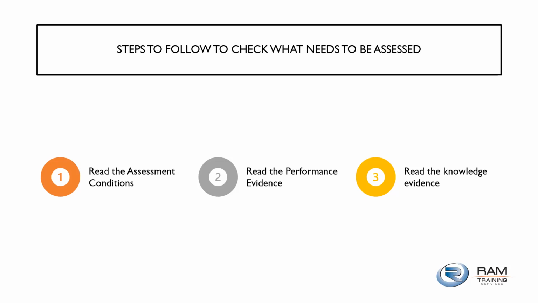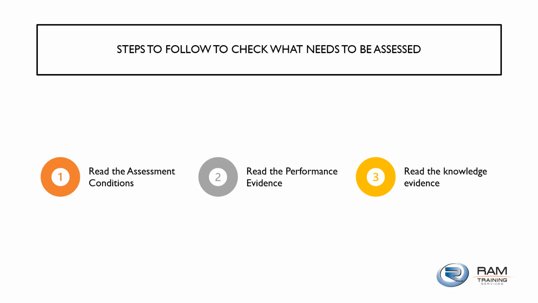All right. So let's recap. We read the assessment conditions, then we read the performance evidence and see what we need to watch someone do or gather evidence of them doing. And then number 3 is read the knowledge evidence. All right. Now, that's not all, folks. Absolutely, there is one other thing that we need to think about.